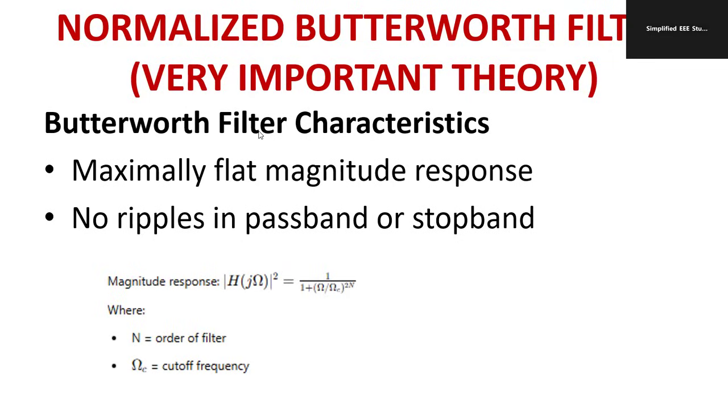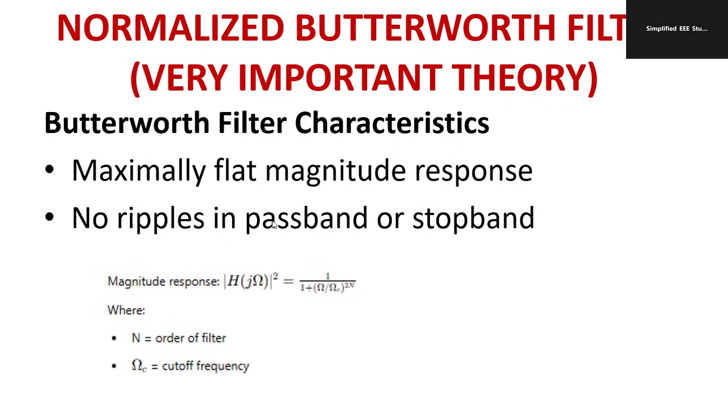Regarding the Butterworth filter, what are the features of the Butterworth filter? Number one, maximally flat magnitude response. Regarding the magnitude response, the peculiarity is maximally flat magnitude response. Furthermore, no ripple in the pass band or stop band. The filter action will be very smooth. So the magnitude response we can represent as modulus of H of j omega whole square equals 1 by 1 plus omega by omega c whole to the power 2n, where n is known as filter order and omega c is known as cutoff frequency. This equation you should also remember.